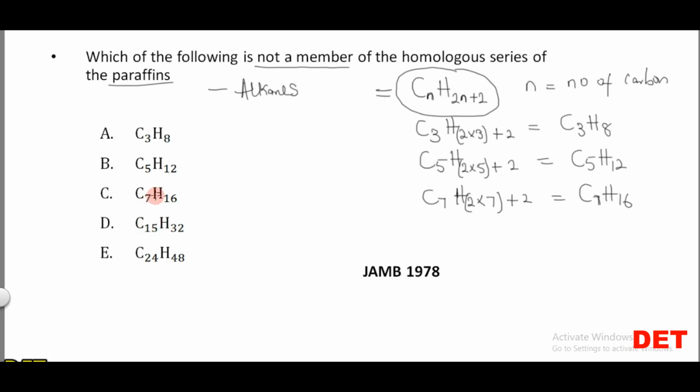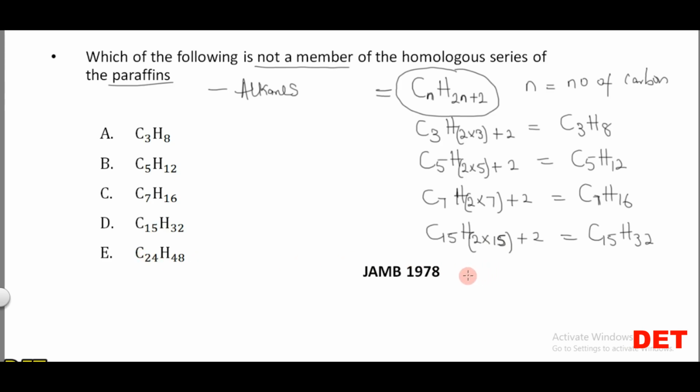Then let's look at option D, and it is correct here. Option D is C15H32. So my n here is equal to 15. So that's C15H2n plus 2. That's 2 times 15, because the number of carbon is 15, plus 2. So 2 times 15 will give me 30. 30 plus 2 will give me 32. So that will be C15H32. This is a member of the alkane series. And it is what we have here, C15H32.